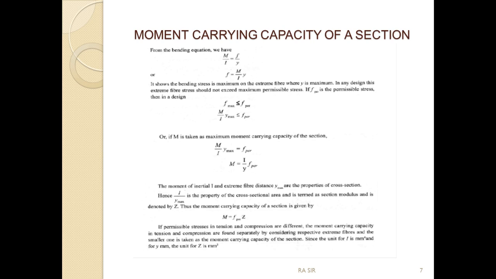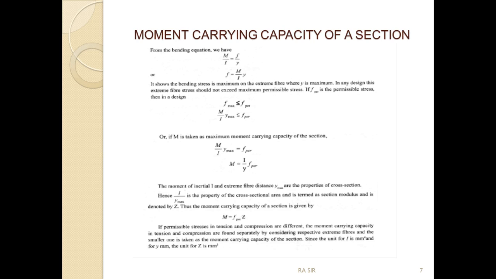So the equation can be rewritten as M equals I by y times F permissible, and that I by y thus becomes a property. This is the property of the cross-sectional area and is termed the sectional modulus, denoted by the letter Z. Then M is equal to F permissible into Z, right?